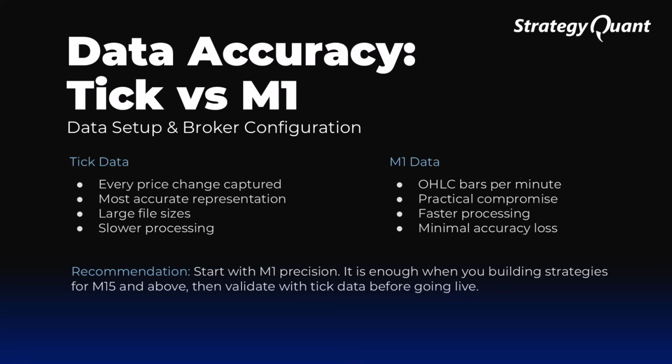Tick data have the highest backtest accuracy. They are large. For one market, you can easily expect tens of gigabytes for the entire history. Another disadvantage is that they are very slow to process. From our experience, M1 data offer a good compromise. They are fast to process and result in only a minimal loss of quality.